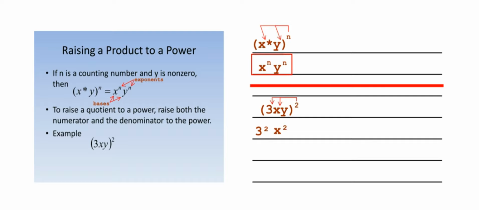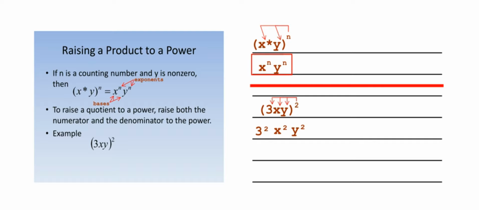or x squared. Do notice, exponents, you want to write them small and higher, so that we can distinguish between exponents and multiplication. This is exponents. So going for the next one, y to the second power, or y squared. So 3 squared x squared y squared. So far is our answer.